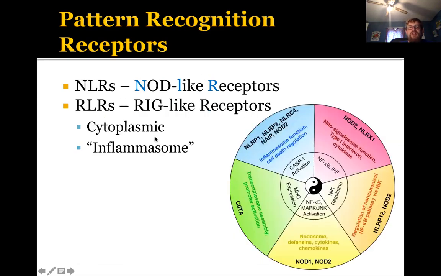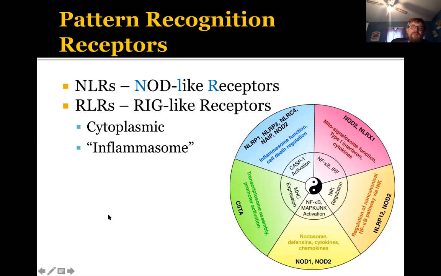Again, within the cytoplasm, you have your nod-like receptors and your rig-like receptors, and they are basically going to activate and form something called the inflammasome, which is where you have multiple organelles that come together and destroy pathogens that are in the cell. But these nod-like receptors and rig-like receptors are focused on pathogens or components of pathogens that have managed to enter the cytoplasm, all right?